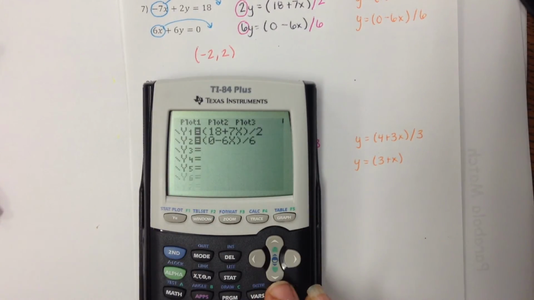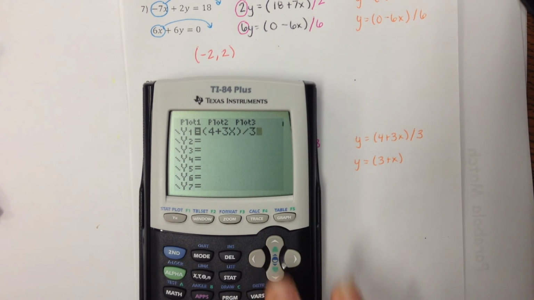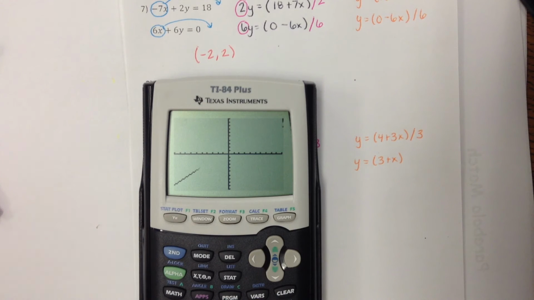Go ahead and graph these. Clear, parentheses 4 plus 3x, close parentheses, divided by 3. And then parentheses 3 plus x. I'm going to graph this. Here's our first equation, first line.